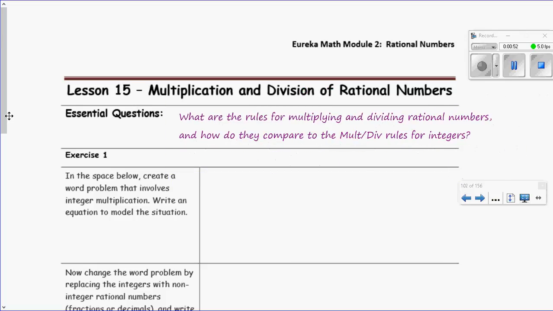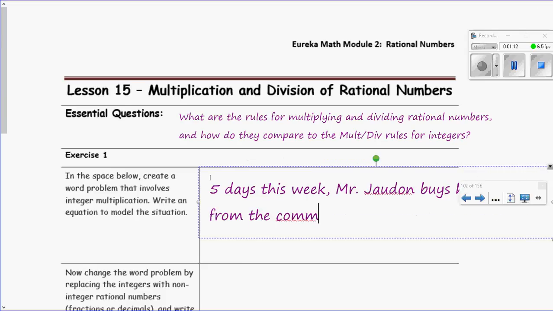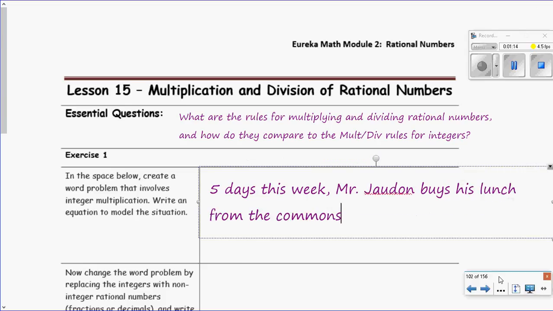Okay, so in the space below, create a word problem that involves integer multiplication. Write an equation to model the situation. The situation I made up was that 5 days this week, Mr. Jadon buys his lunch from the Commons. Let's say he buys a $3 lunch. What was the change in his account?